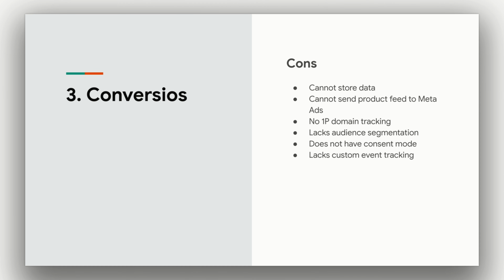So next, the cons. Conversios cannot store your conversion data or your audience data. Therefore, it cannot offer you audience segmentation. One of the major drawbacks Conversios has is consent mode. As I was telling you, consent mode V2 is very important with respect to Google Ads, and if you do not have consent mode, Google Ads will not use your data, and Conversios fails there. It does not have consent mode settings to send all the conversion data along with consent parameters.